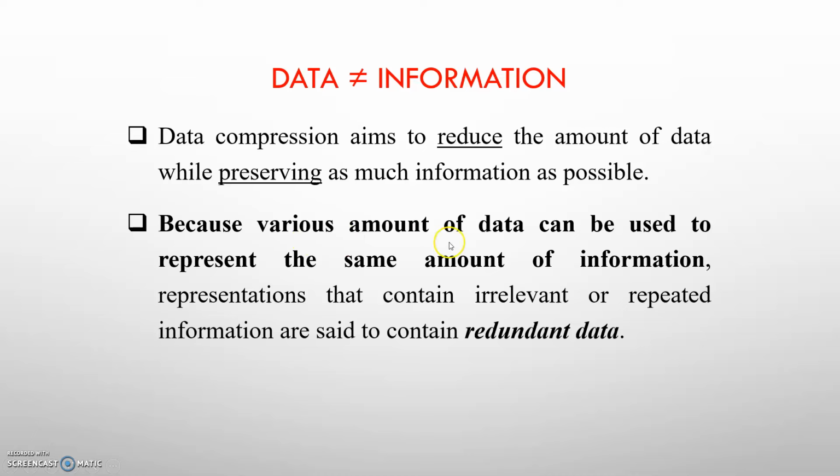Now, because various amounts of data can be used to represent the same amount of information, as we saw in the three examples, where it was the same amount of information but different amounts of data in the representation, the representations that contain irrelevant or repeated information are called redundant data. Correct? So when we go for compression, what we try to see is if there is any redundant data.